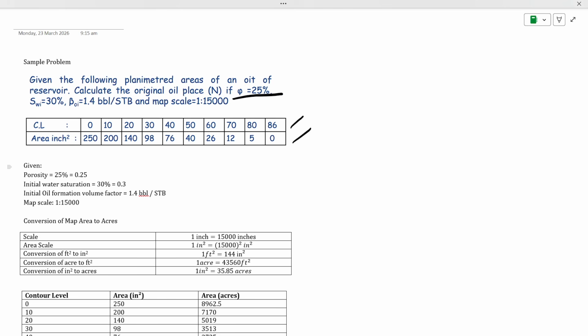The porosity at 25%, the initial water saturation at 30%, also the initial oil formation volume factor at 1.4 bbl per STB, and the map scale is 1 to 15,000.